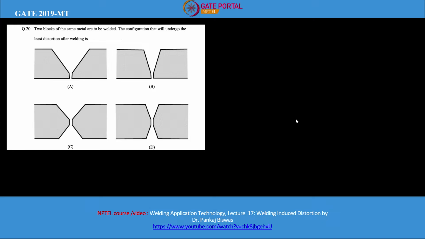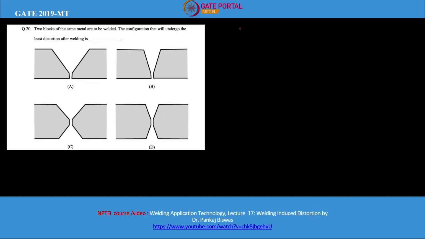Two blocks of the same metal are to be welded. The configuration that will undergo the least distortion after welding is what we need to find. So getting into the answer, we have four different configurations, all of which are V-groove configurations, where the first two are single grooves and the second two are double V-groove configurations. In these V-groove configurations, we have to find the one which will have the least distortion.